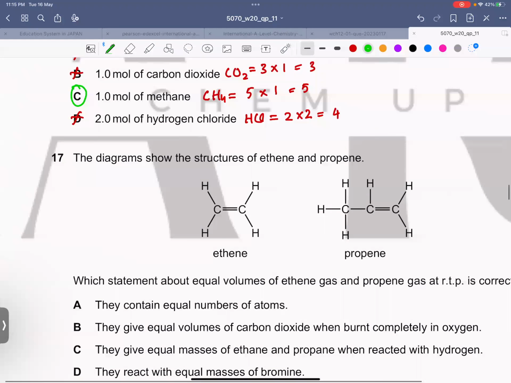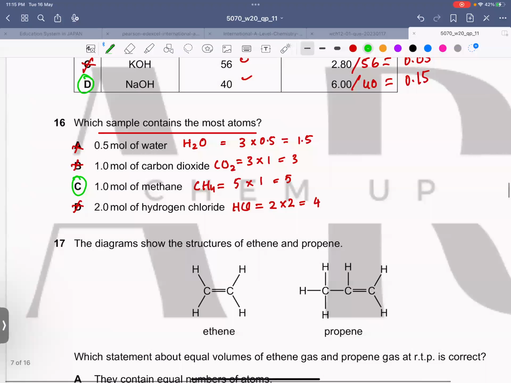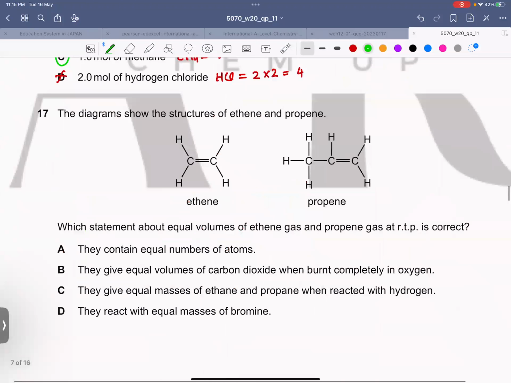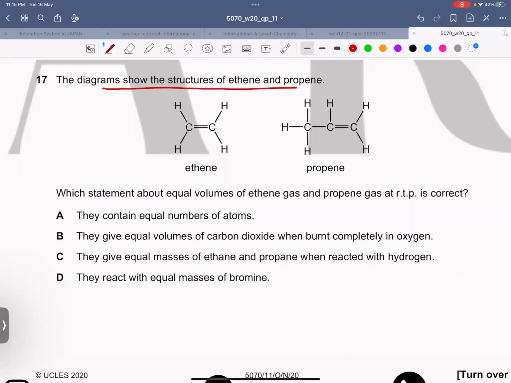Yes, sir. Okay. Now question number 17. The diagrams show the structure of ethene and propene. Which statement about equal volumes of ethene gas and propene gas at RTP is correct? They contain equal number of atoms. Is this correct?